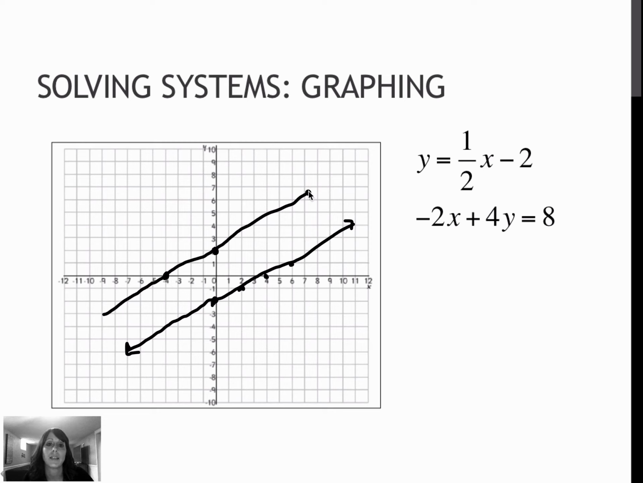When I graph these, I see that the two lines are parallel and will never cross each other. So when the two lines are parallel and don't cross, we call this no solution.